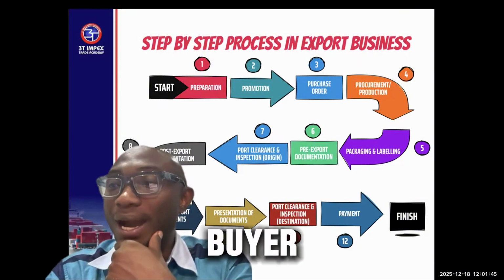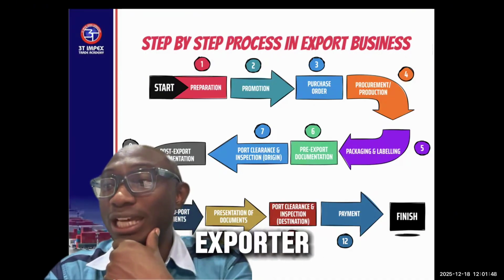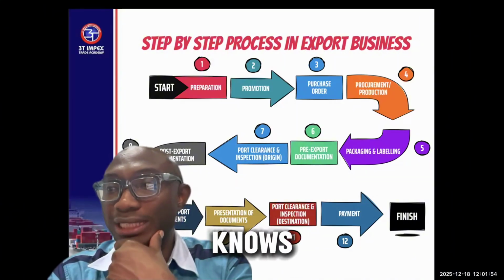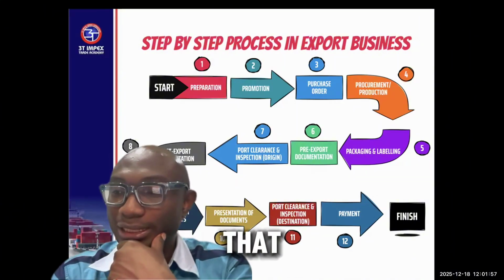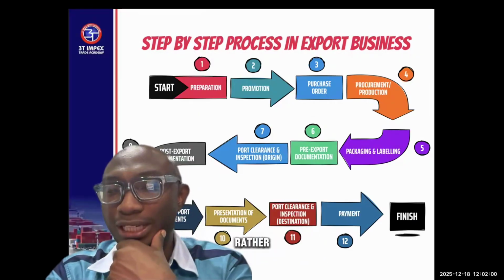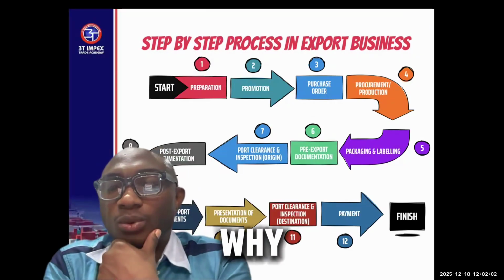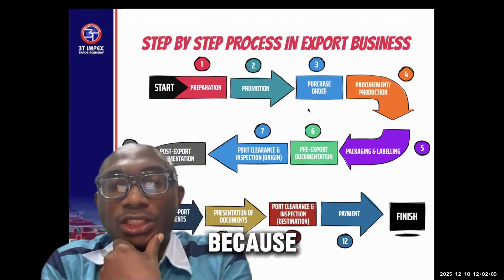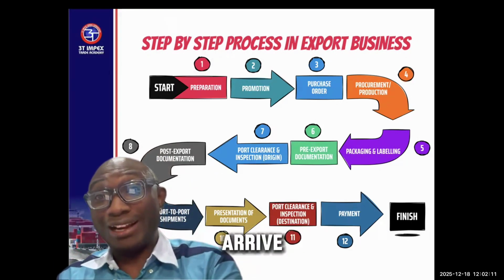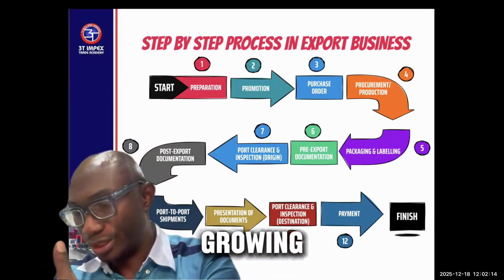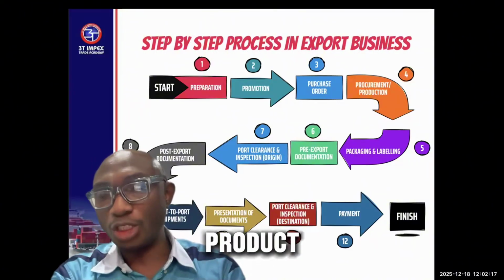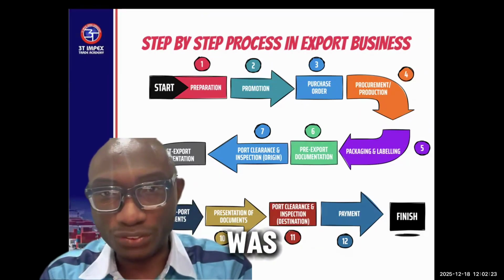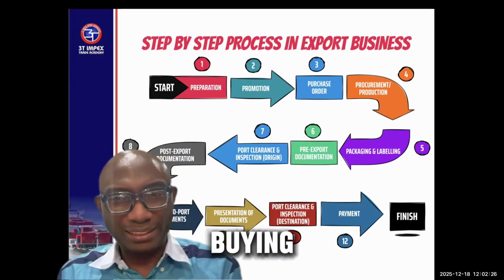It doesn't appear the exporter knows exactly what he's exporting. Why does it appear like he doesn't know what he's exporting? The reason is because by the time the product arrived at destination, it was growing, it was growing. The product growing in the container is evidence that the moisture level was very high. Of course, he doesn't know what he's buying.